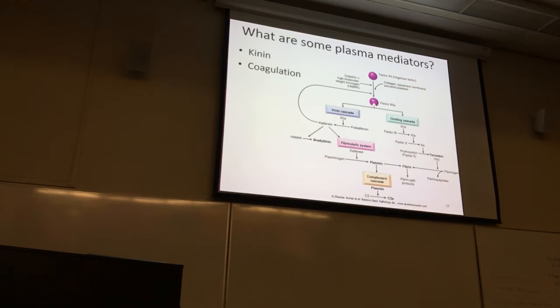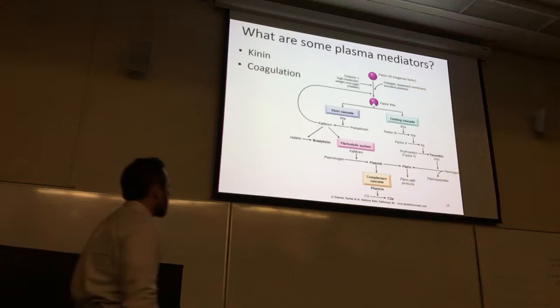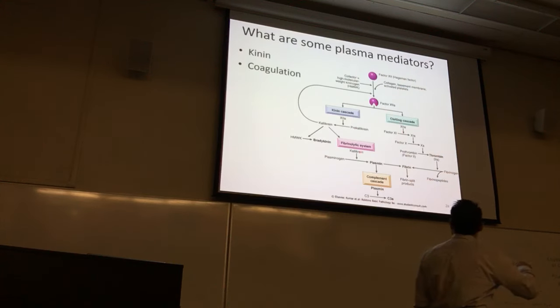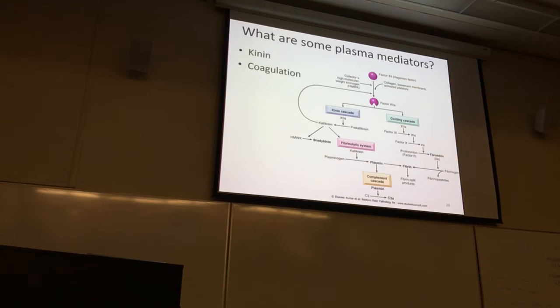So, coagulation. Factor 12, our Hageman factor, is shown up here at the top. If you remember back to 202, this should be somewhat familiar, because in 202 you talked about both of these pathways, or you should have. If you go from factor 12 to factor 12A in its activated form, you can either go to the left or you can go to the right.